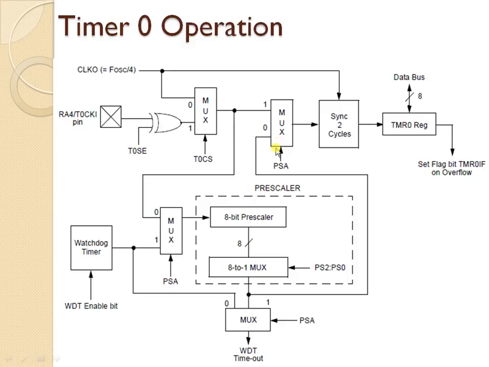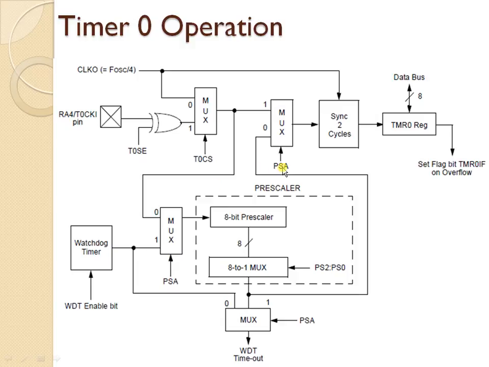Now that clock is given to one more multiplexer whose selection bit is PSA, which is the prescaler assignment. If you are programming this bit to logic 1, it means that the watchdog timer is now using the prescaler. The clock coming out of the watchdog timer will be given as the prescaler input, and one of the outputs is selected by using PS2 to PS0, and that output will be given to the watchdog timeout.